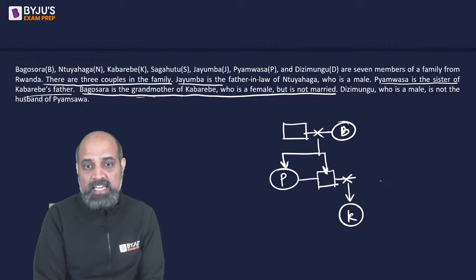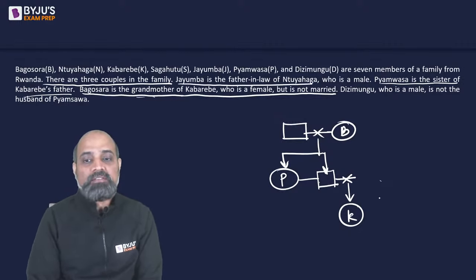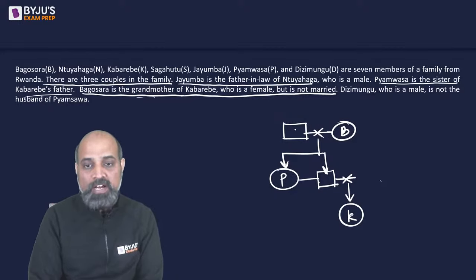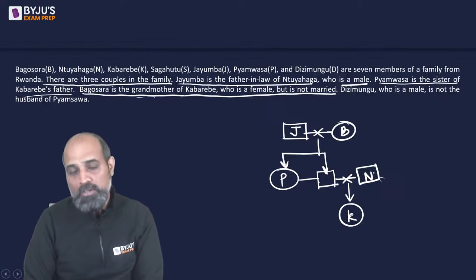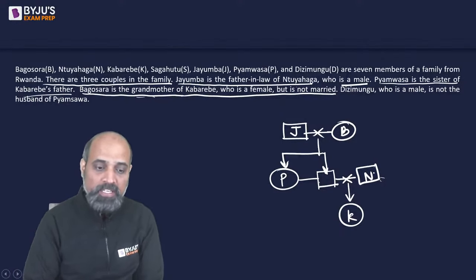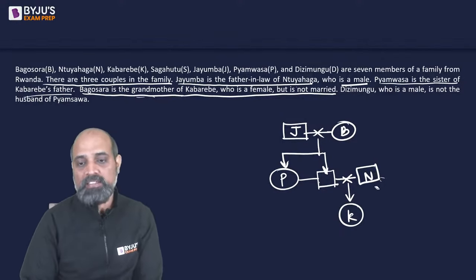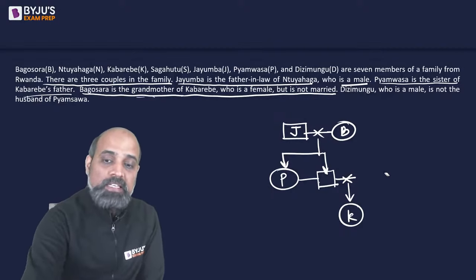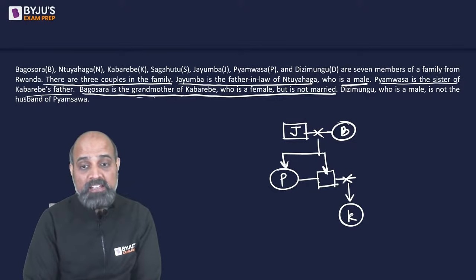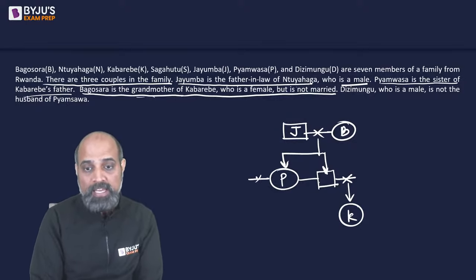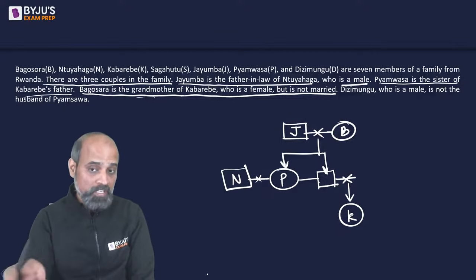Next it says J is the father-in-law of N. So J has to be a father-in-law. So this is J. And N is a male. So I can't put N here. No, ye married mein do mardon ke beech shaadi nahi ho sakti. Not allowed in the questions in exams. Theek hai? Legally bhale hi allowed hoga, exam mein nahi karte. So N is a male. So the only place we can put N says that N is a male and son-in-law of J is aise.